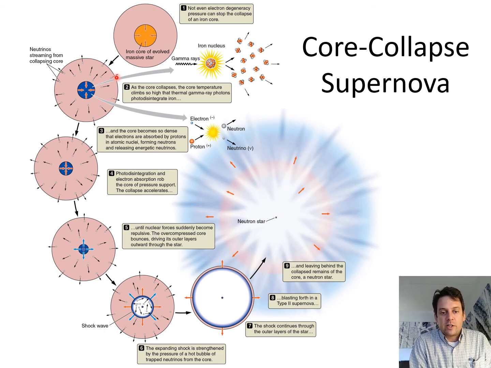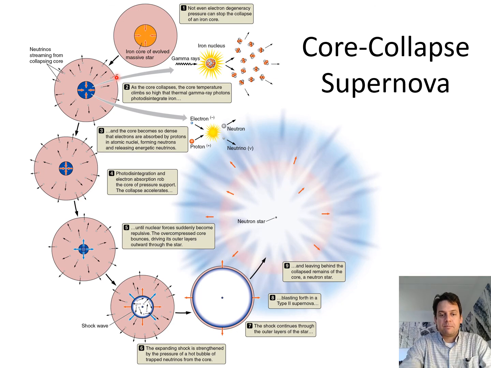So then this photodisintegration and the electron absorption combined, they sort of steal the internal pressure that would otherwise exist. Because remember, the core up until now has been supported by electron degeneracy pressure. Well, you're stealing these electrons now, which means you're decreasing the internal pressure. And so the collapse that's already occurring speeds up. And it speeds up until these nuclear forces suddenly become repulsive. In other words, you're squeezing these nuclei together so tightly that they actually rebound.